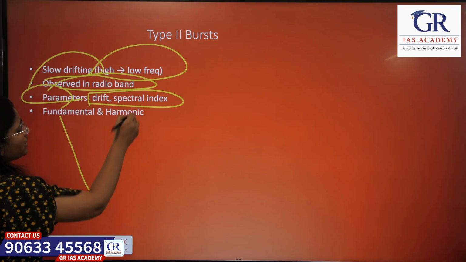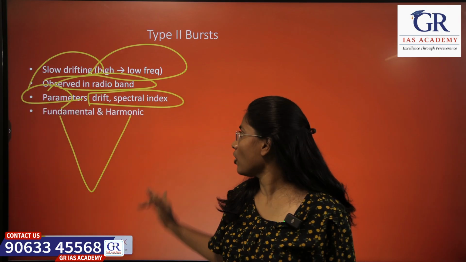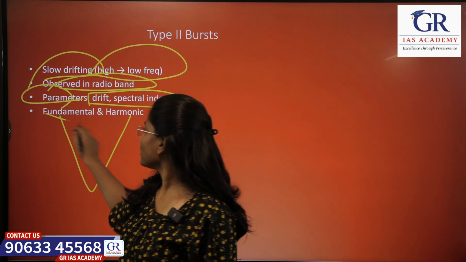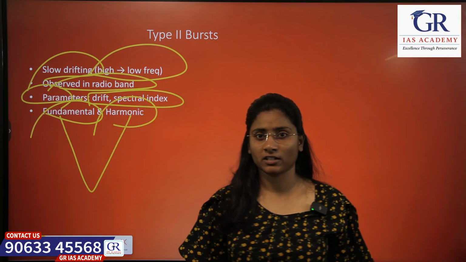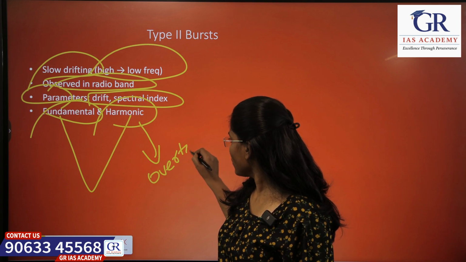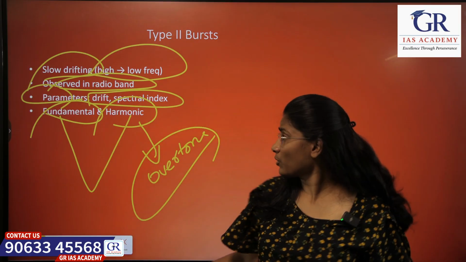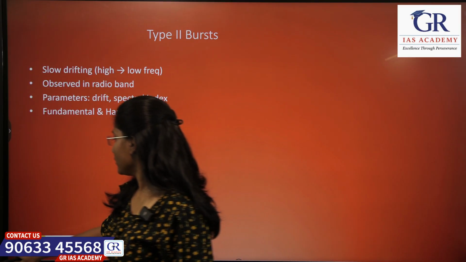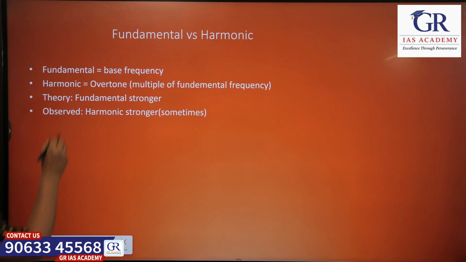These bursts will be of two types: one is fundamental and one is harmonic. What is fundamental? Those are primary frequencies. What about harmonic? They are overtones, meaning a combination of multiple frequencies, so those are called harmonic bursts. Base frequency and overtone.